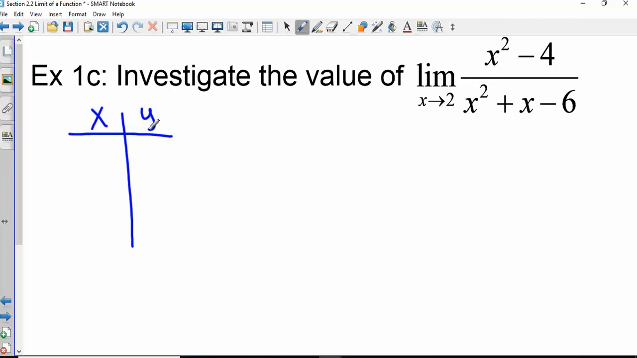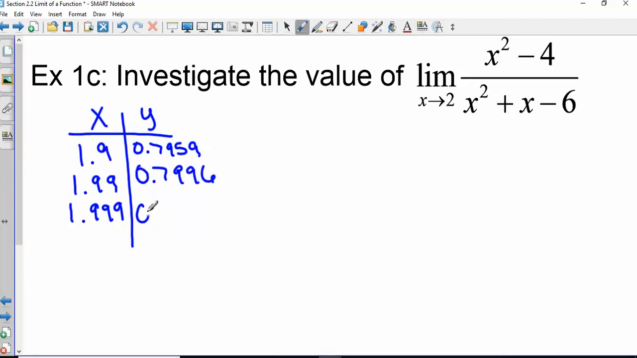Yeah. Okay. So we're gonna set up a table here, and our first point is 1.9. Then we're gonna do 1.99, and then 1 point with 3 nines. And then when you put it in the little formula, you get 0.7959, and then 0.7996, and then you get 0.7 and then 3 nines.